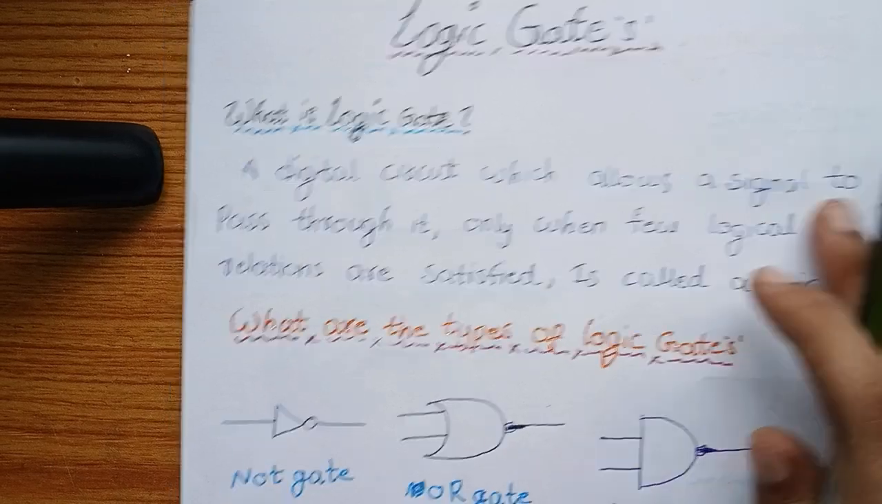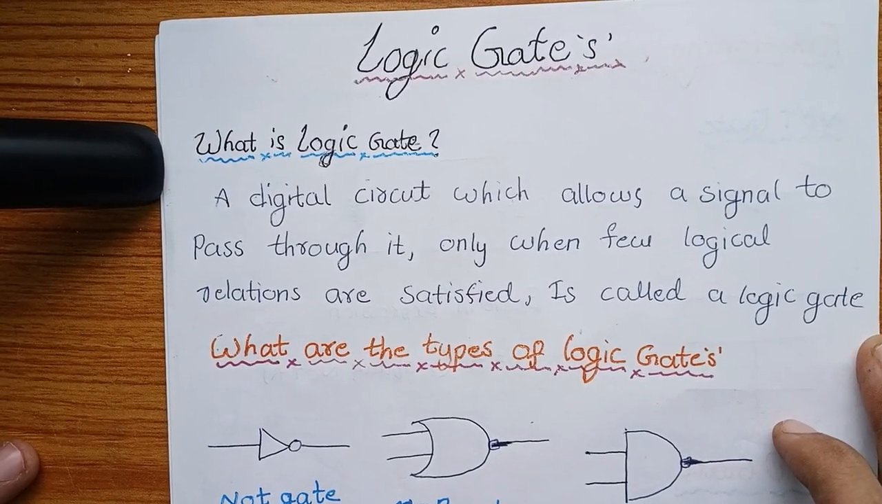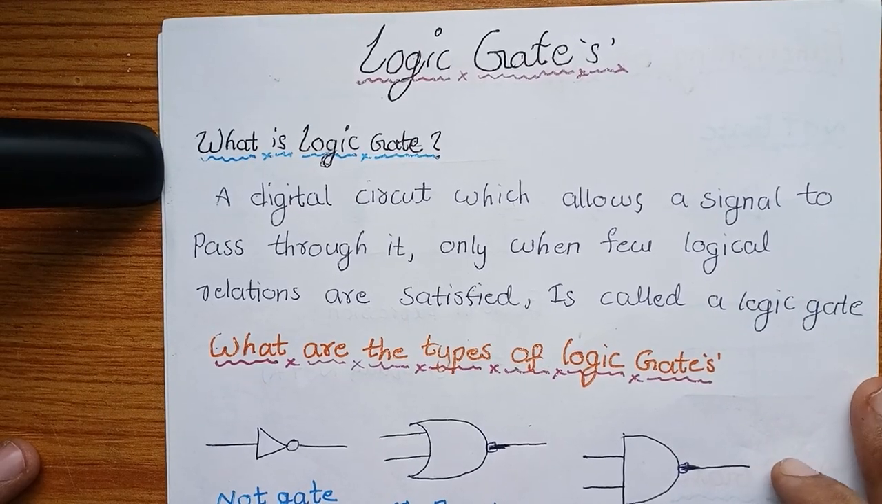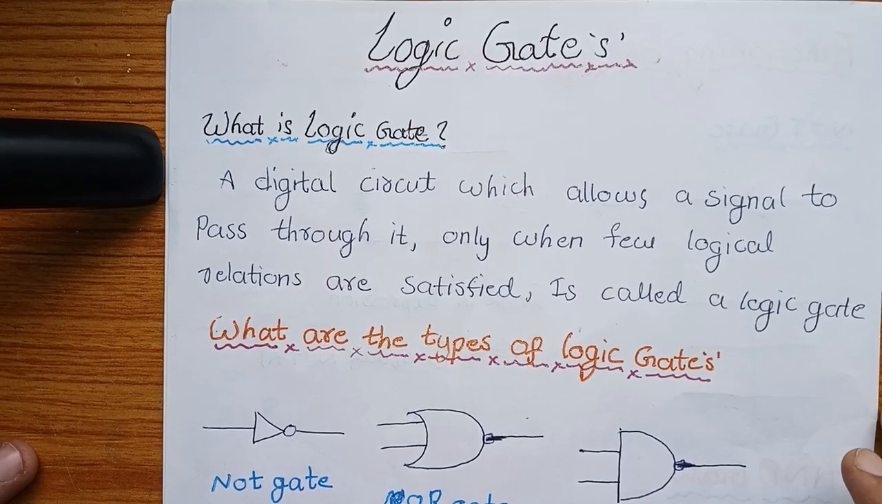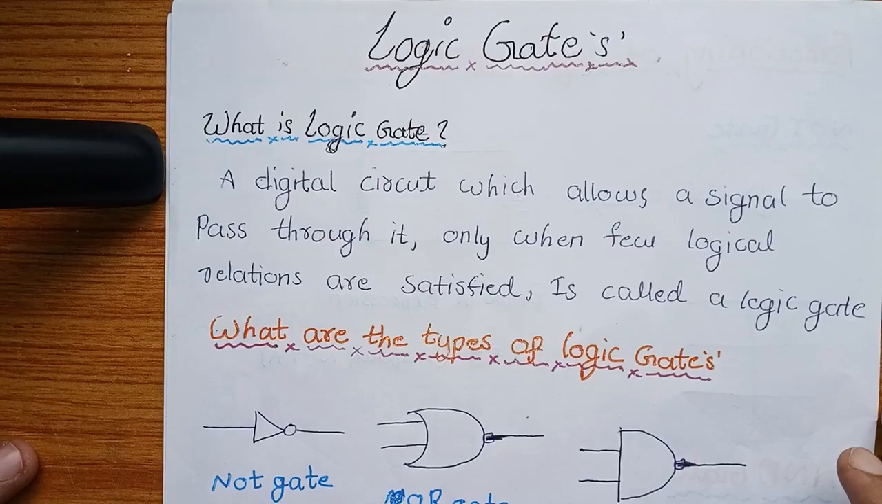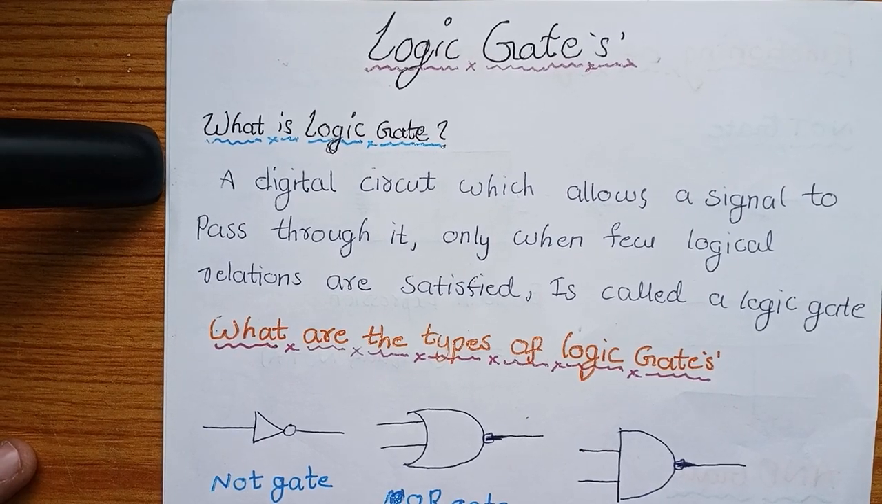What does that mean? A logic gate is a kind of digital circuit which allows only specific kinds of signals which have some logic in them. What does that mean, logic? That a signal should have a logic? Yes, it should satisfy some criteria to pass through the logic gate.